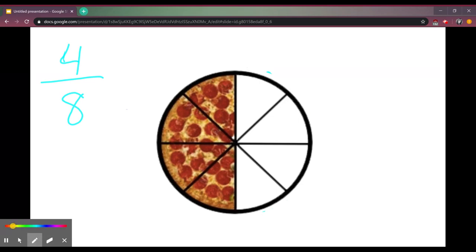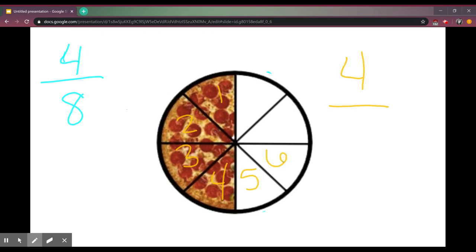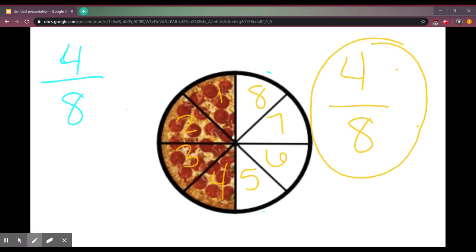So if we're looking at how much of the pizza is left, we're going to look at the pieces that we can see. So we have 1, 2, 3, 4. We have 4 pieces. Put our line for our fraction. I'm going to keep counting to see how many total there were. 5, 6, 7, 8. So we have 4 pieces left out of the 8 total. 4/8. And what's kind of cool about that is we had the same amount that had been eaten.